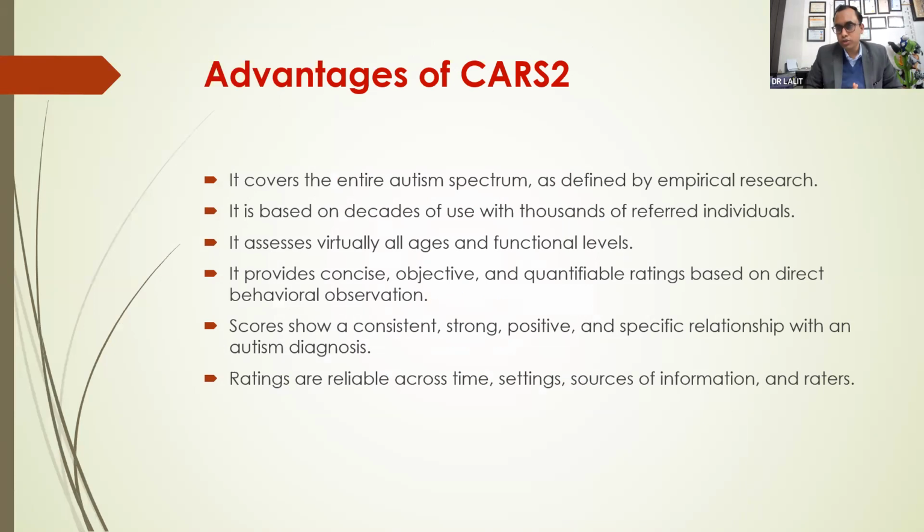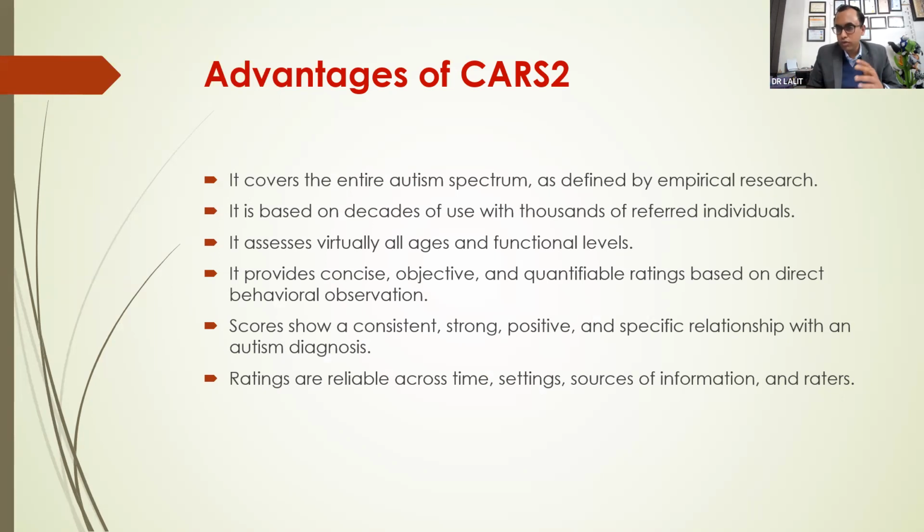So what are the advantages of the CARS 2? It covers the entire autism spectrum. As I have told you, it correlates with the DSM-5 functional criteria of autism, depending upon substantial support, very substantial support, and extremely substantial support, that is category 1, 2, and 3. Another thing is that it is based on decades of use with thousands of referred individuals. So it is a standardized scale which has been widely used. It assesses virtually all ages and functional levels. It correlates directly with the DSM-5.